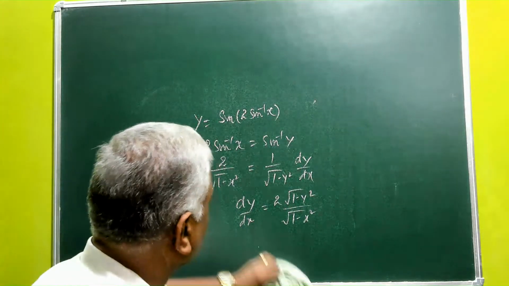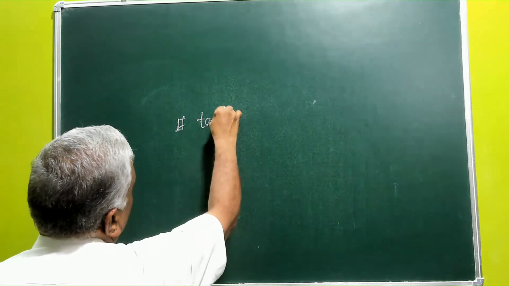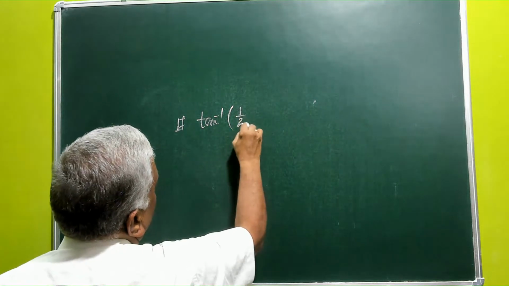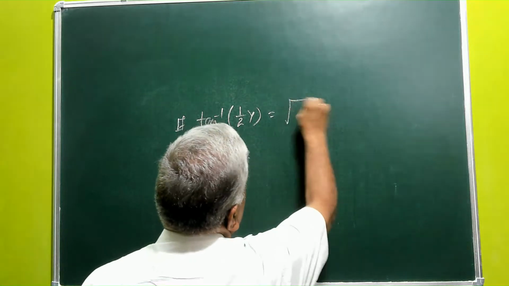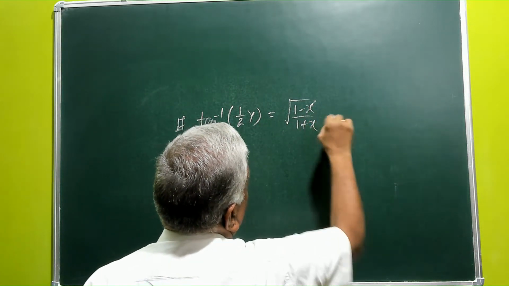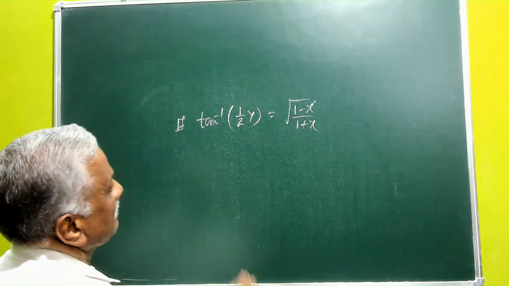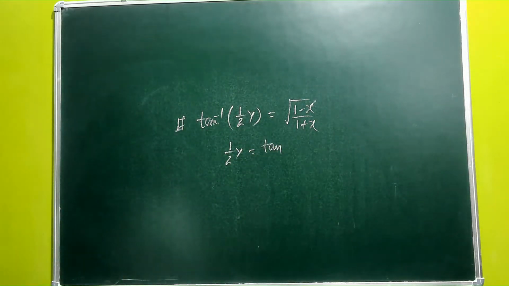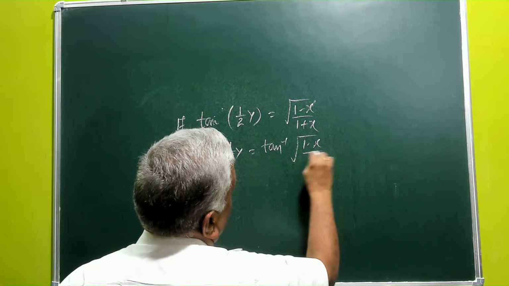The next problem. If tan inverse of half y is equal to root of 1 minus x over 1 plus x, then find dy by dx. So what is the method? You first write this as half y is equal to tan of, and where inverse is not there here, it becomes inverse there. Tan inverse of root of 1 minus x over 1 plus x.